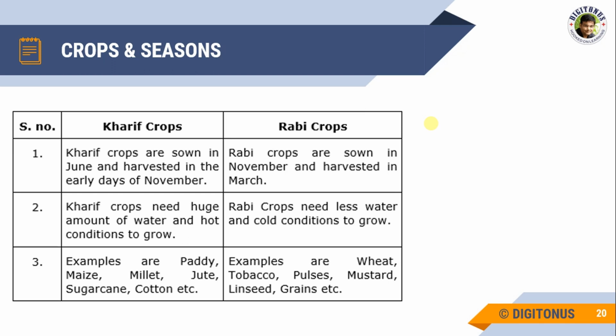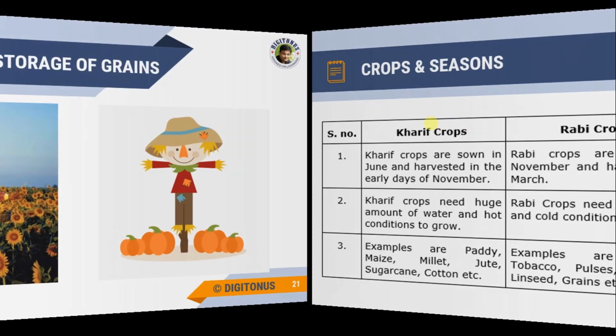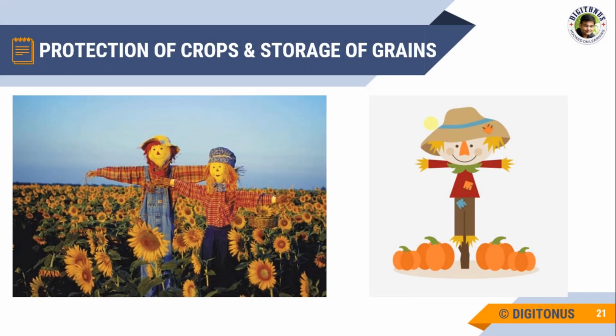Now let us study about protection of crops and storage of grains. See dear students, birds, squirrels, pests like caterpillars and grasshoppers damage the crops. There are various plant diseases also which affect the crops. So there is a need to protect the crops. Crops can be protected by spraying various pesticides and insecticides.